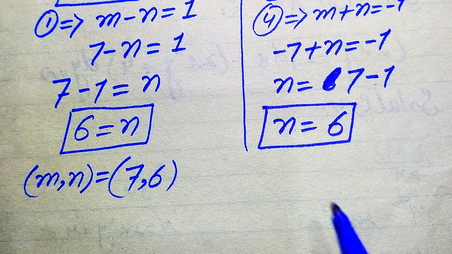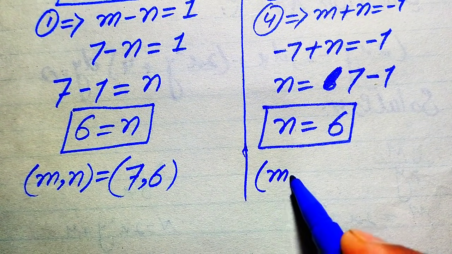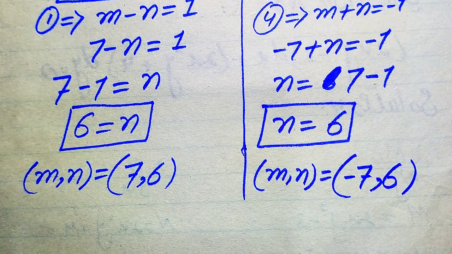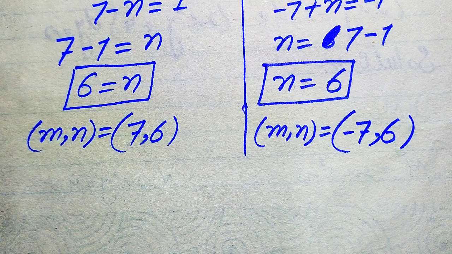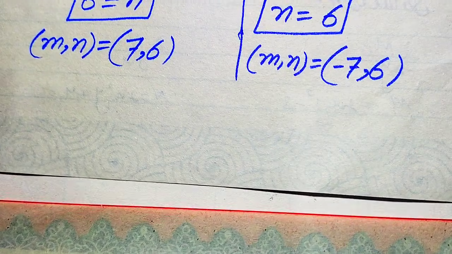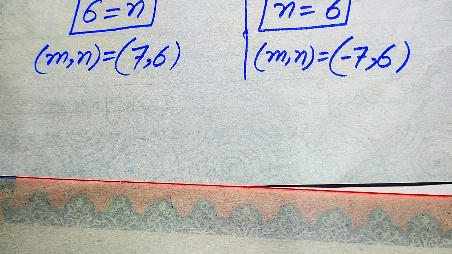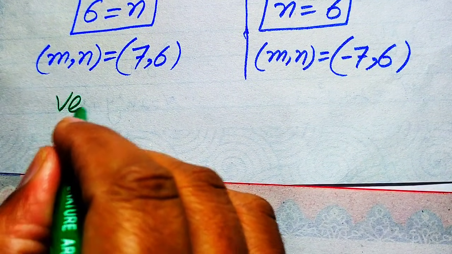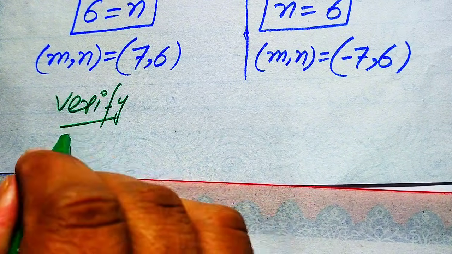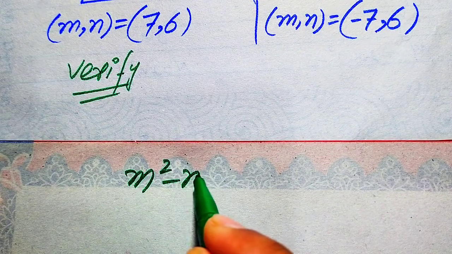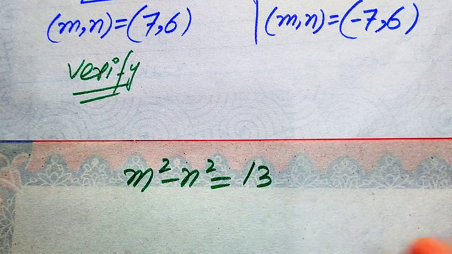So here in the second case we again get one root of the given equation, and that is m, n equals -7 and +6. So in the next step we need to verify which of the roots satisfy the given question statement. Okay, so here we verify the above roots. For verification we need to copy down the given question statement here, which is m square minus n square equals 13.